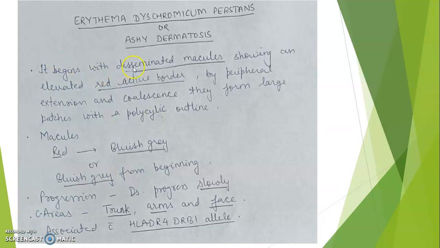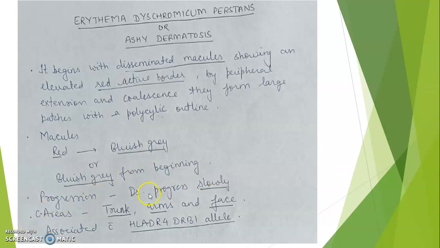So it begins with disseminated macules with a red active border. Then by extension and coalescence, they form polycyclic outlines. The macules are red to bluish grey, or they may be bluish grey from the beginning. In the beginning they are red, then they progress into bluish grey macules.